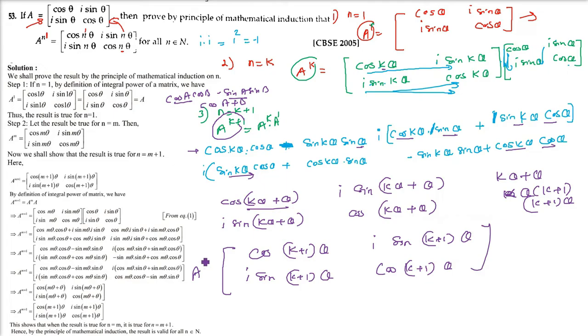So is it A raised K plus 1? Yes, it is. It's A raised K plus 1. And that's what we wanted. So we proved it using mathematical induction. For N equals 1, it is true. For K we assumed, and for K plus 1 it already came.